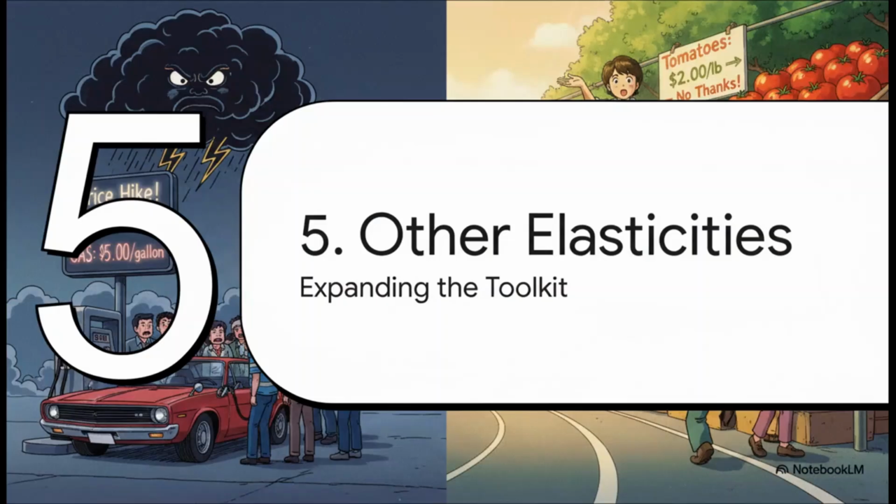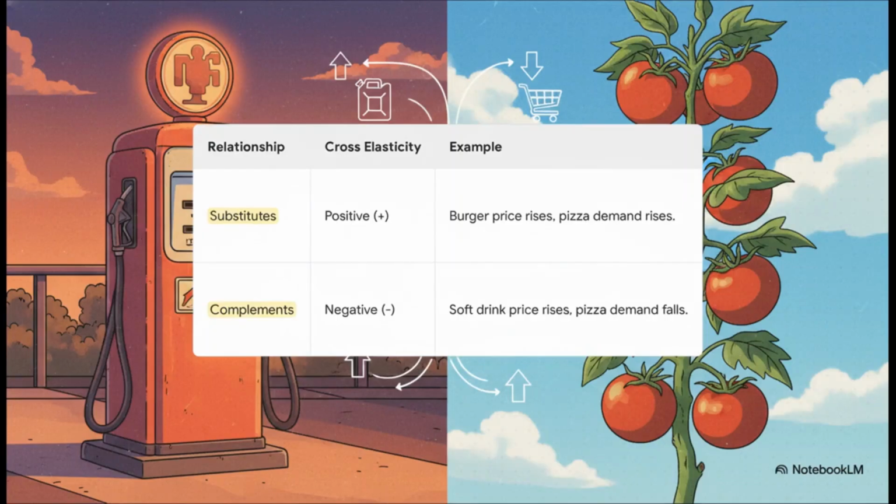Okay, time to expand our toolkit with some of elasticity's other forms. Because so far, we've really only been talking about price. But the amazing thing about elasticity is that we can use this same core idea, this measuring of responsiveness, to understand how all sorts of other things affect our shopping habits. First up is something called cross-price elasticity. This basically asks, hey, how does the price of another product change what you buy?